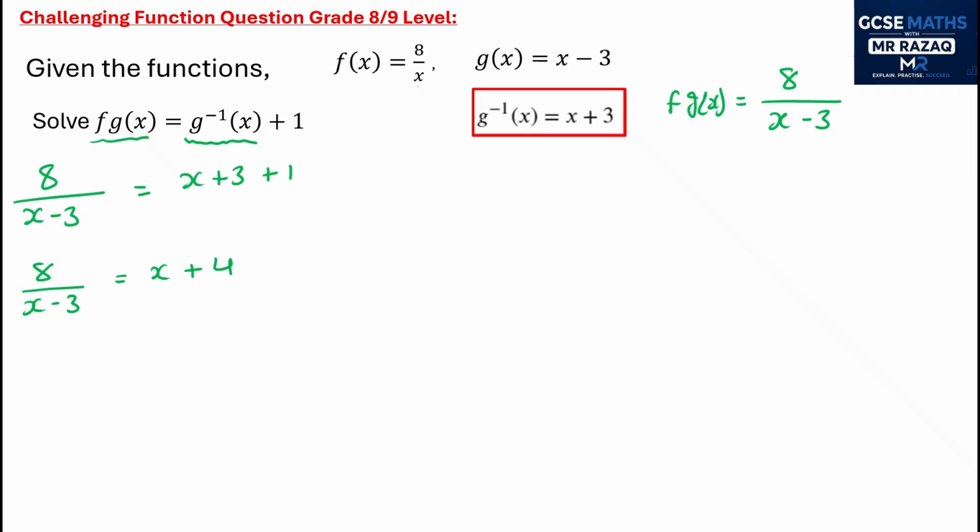Now, what I'm going to do is put this into a bracket, put this into a bracket as well, and then make all of this x plus 4 over 1. I can use my cross multiplication technique. So 1 times 8 is equal to 8, and then x minus 3 times x plus 4.